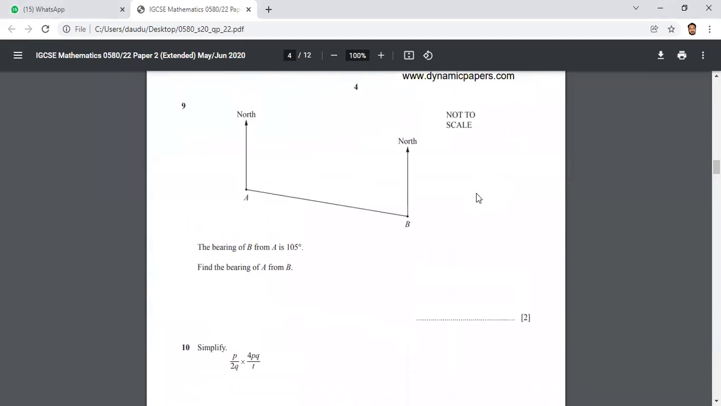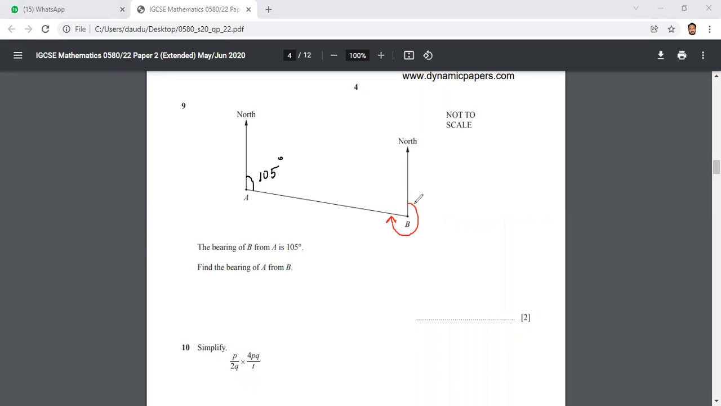This question is related to bearing. Okay. We have 2 north lines, as you can see, at point A as well as at point B. The bearing of B from A is given, and it is 105 degrees. Find the bearing of A from B. It means you have to find this, the bearing of A from B.